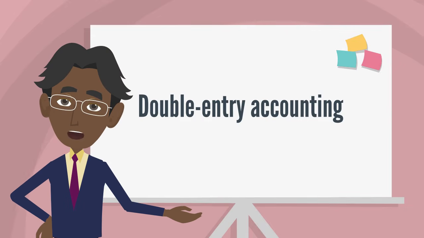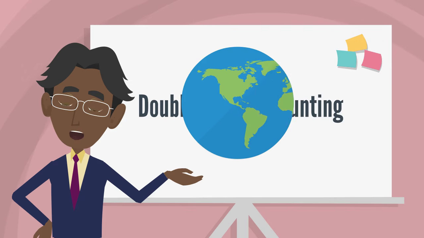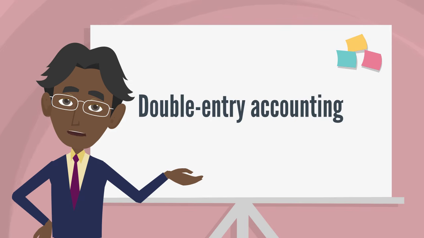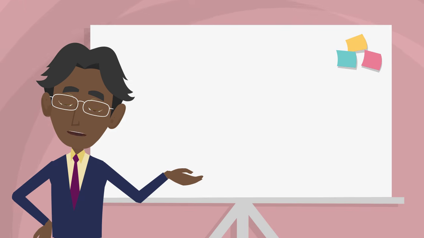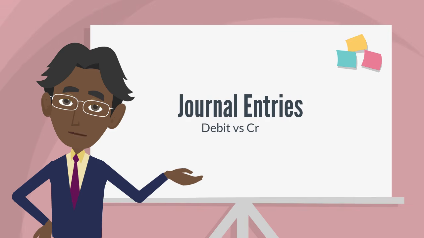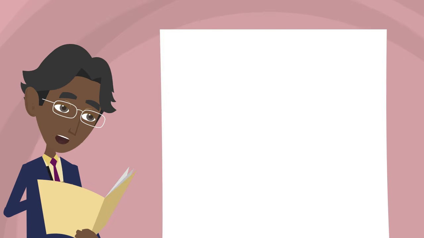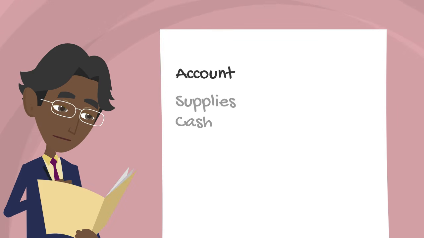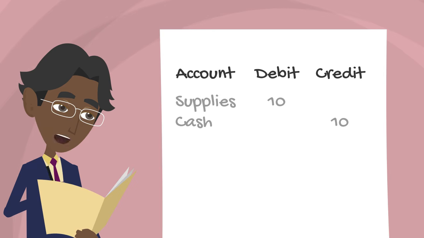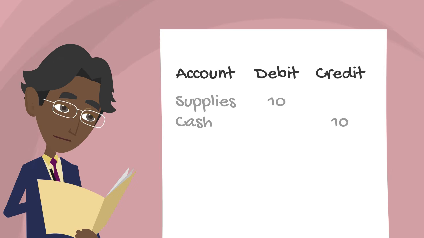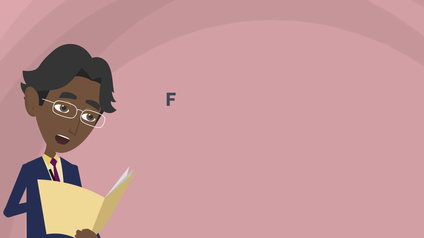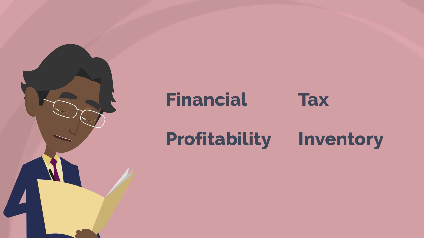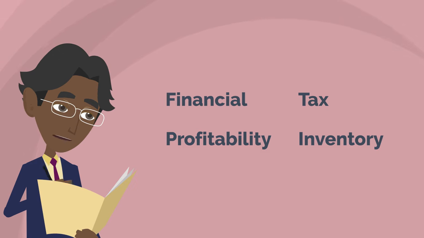Introducing the Double Entry Accounting System, the basis of accounting systems worldwide. Under the Double Entry Accounting System, businesses use journal entries to record debits and credits that account for all of their business activities. There are always at least 2 entries made for each transaction, one debit and one credit, to keep the books balanced. Whether that's accounting for financial reporting, tax reporting, profitability, inventory, or more, these journal entries are the most fundamental and universal system for bookkeeping.